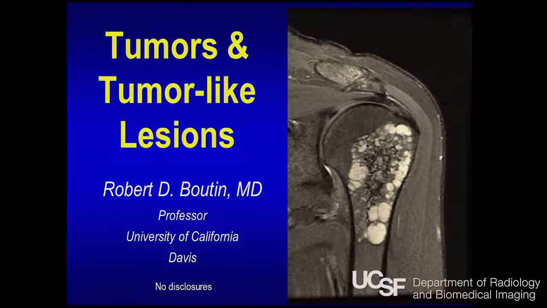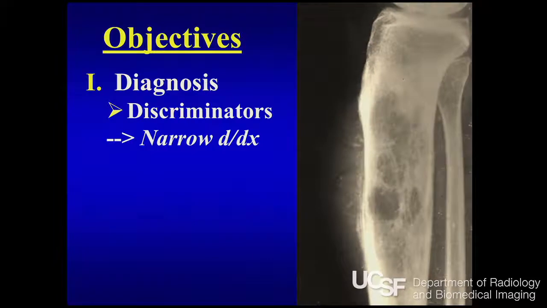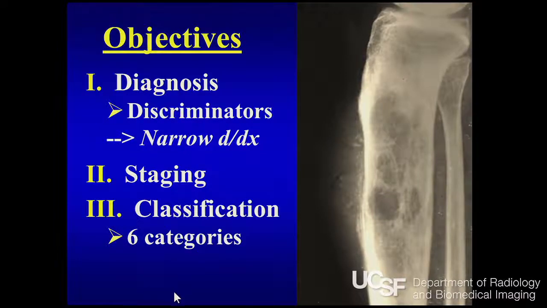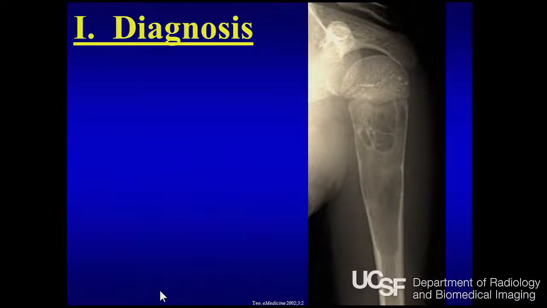Our objectives this morning, or this afternoon actually, are to talk about three things. Number one, we're going to talk about diagnosis of bone tumors by looking systematically at some discriminators or findings that help us narrow the differential diagnosis. We'll also talk very briefly about what you need to know about staging of tumors, and then really focus in on the classification of bone tumors into 6 categories.